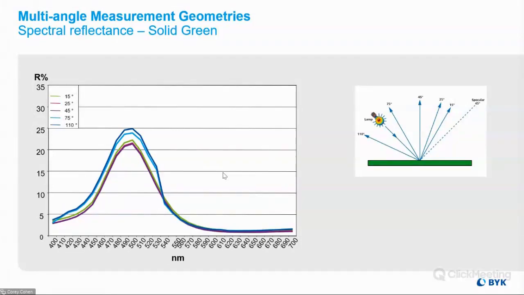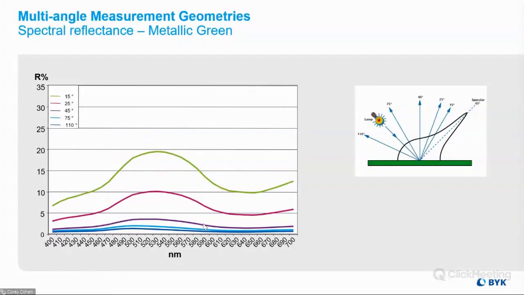So, for example, we have a solid green color. Solid meaning only absorption pigments, no metallic pigments, or what we call effect pigments. And if we measure this color at 5 or 6 different angles, we're going to get essentially the same answer at all angles. It's going to look pretty much the same, and that's why the spectral reflectance curves we're seeing for these different angles are pretty much right on top of each other. It's seeing the same color at all angles.